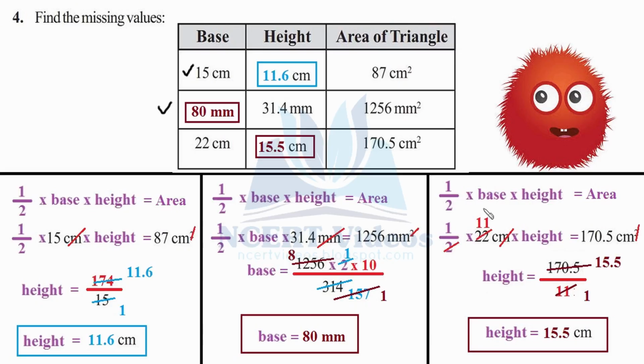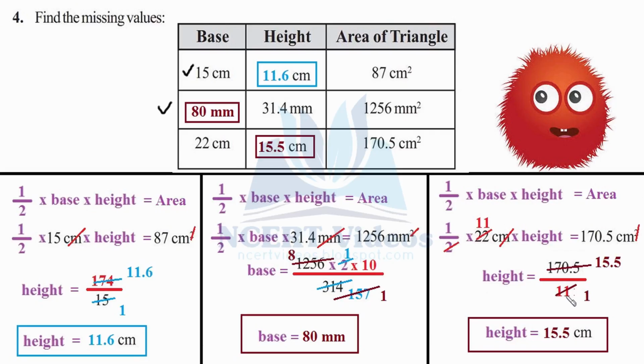Last one, half into base into height equals area. Half into base is 22 centimeter. Height we don't know, equals 170.5 centimeters square. 1 centimeter gets cancelled out here. 1 2s are 2, 11 2s are 22. Height is kept on left hand side, rest is moved towards right hand side. 170.5 was already there. 11 was getting multiplied here, or the other way is that it is in numerator here. When you take it towards right hand side, and since it was getting multiplied here in the numerator, it will get divided in the denominator. This is another way to remember it.